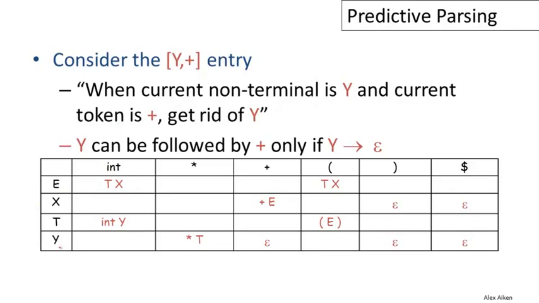Let's do another example. So when the current non-terminal is Y and the current input is plus, then we should use the production Y goes to epsilon. Okay, what that says is, it's a little bit different situation than the previous one. It says, look, when you see a plus in the input and your current leftmost non-terminal is Y, the only way this parse is going to succeed is if the Y doesn't produce anything. You need to get rid of the Y and move on to another non-terminal, whichever one is leftmost after you get rid of the Y, if you want to have any hope of parsing this particular string.